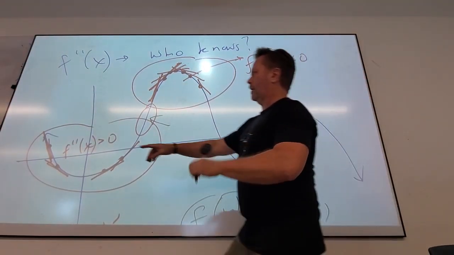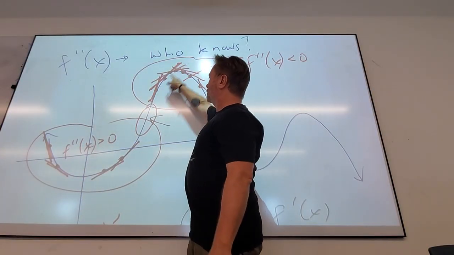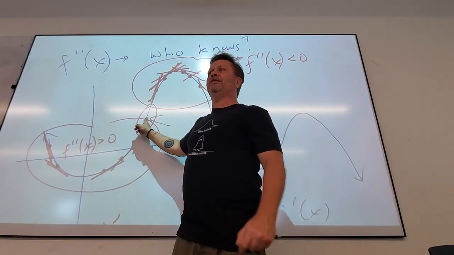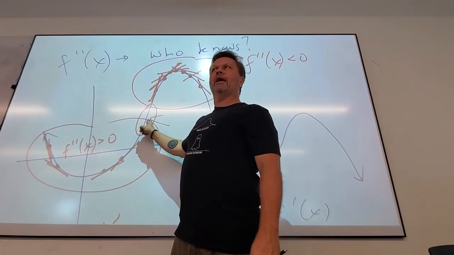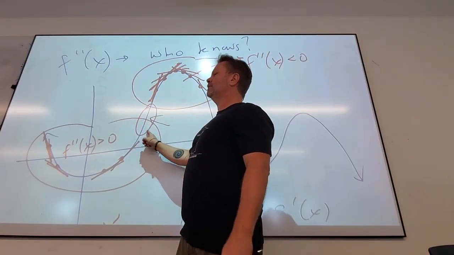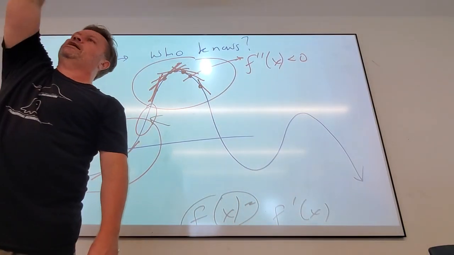Do you all agree? F double prime is greater than 0. We talked about that. F double prime is less than 0. So what is it right in the middle? It's got to be 0. So when I set F double prime to 0, I'm finding these points of inflection where it goes from bending up to bending down.